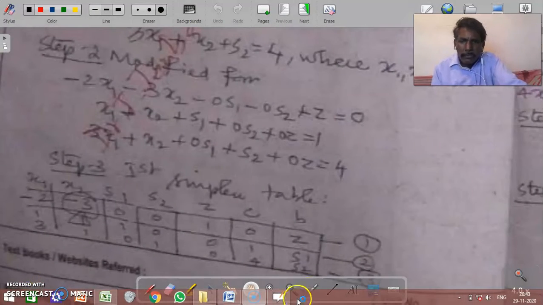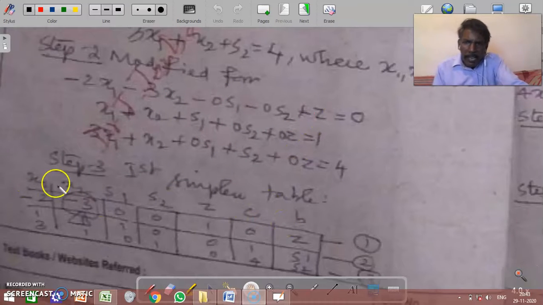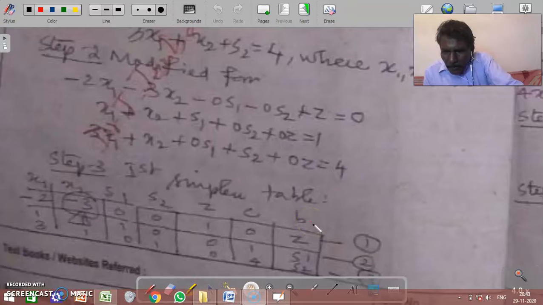Now let us take this. Look at this. This is the modified form. What I have done: x1, x2, s1, s2 are the constant basic variables, because these are the variables coming in all the equations. So I have written all the variables at the top.